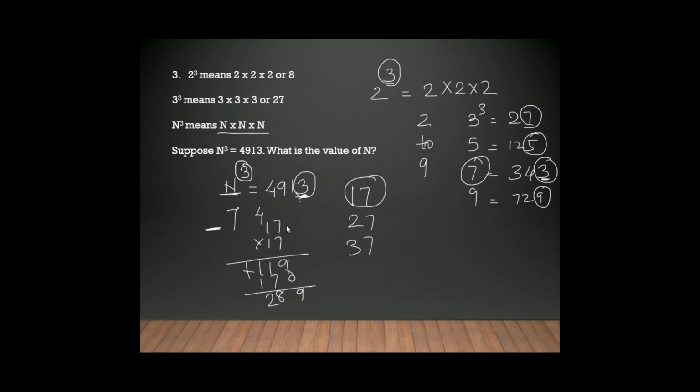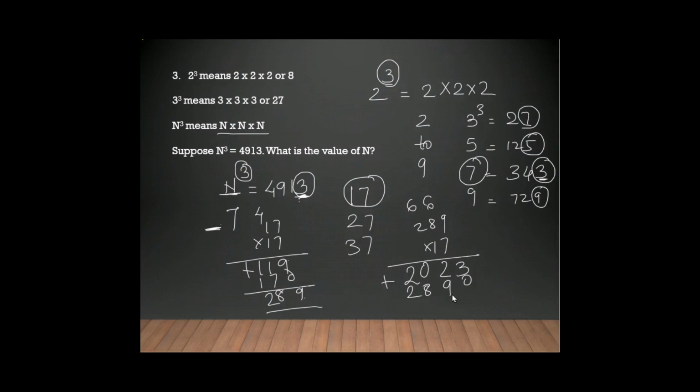And since it's a cube, we need to multiply one more time with 17. So 289 multiplied by 17. 7 9s are 63, 3 carry 6. 7 8s are 56 plus 6 is 62, so 2 carry 6. 7 2s are 14 plus 6 is 20. So you get 2890. Then add 2890 and 2023, which gives 4913. So you are getting it by cubing 17. So n is nothing but 17 here.